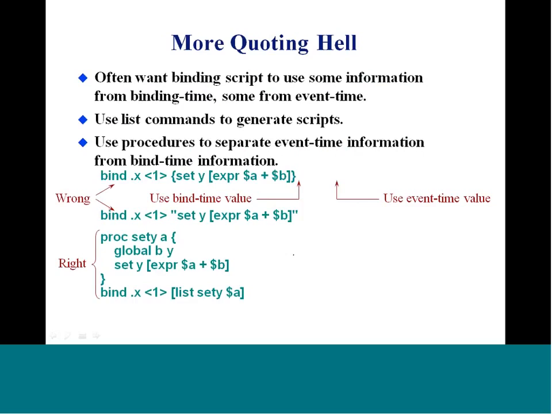Okay. So some more examples. We may often want the binding script to use some information from the binding time and some from the event time. So we can use list commands to generate these scripts and use procedures to separate the event time information from the bind time information. So how do we do this?